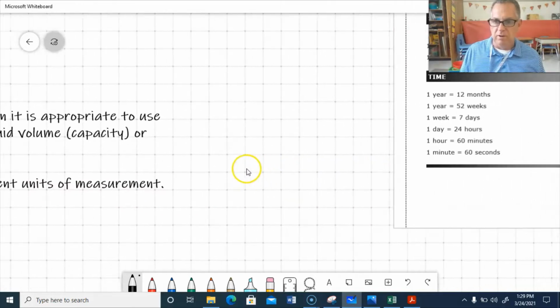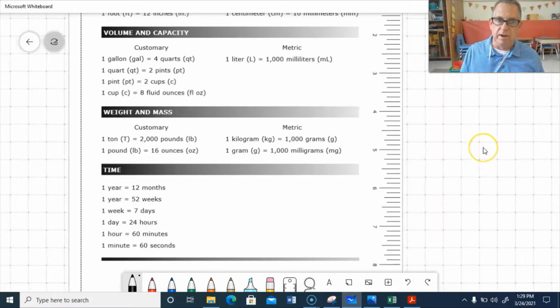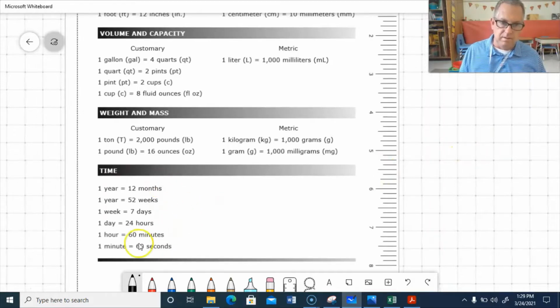And I'm going to take you over here. This is probably one of the most valuable tools that we have. We just got done talking about time, and this tells all the different conversions of time. So we know that 1 year is 12 months, or 1 year is 52 weeks. A week is 7 days, a day is 24 hours, an hour is 60 minutes, and a minute is 60 seconds. So that's all the different ways we break down time.